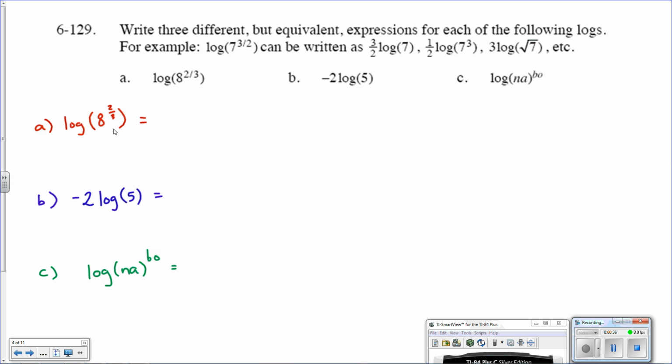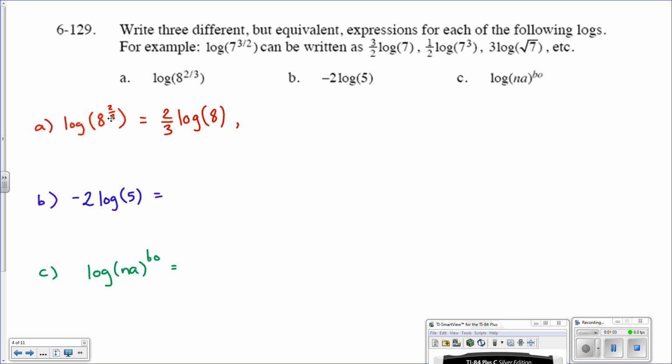So the first one, we have log of 8 to the 2/3 power. The first thing we can do here is look at using the power property of logarithms and taking this exponent and moving it out in front. So that would be the same thing as 2/3 times the log of 8. That would be one option.